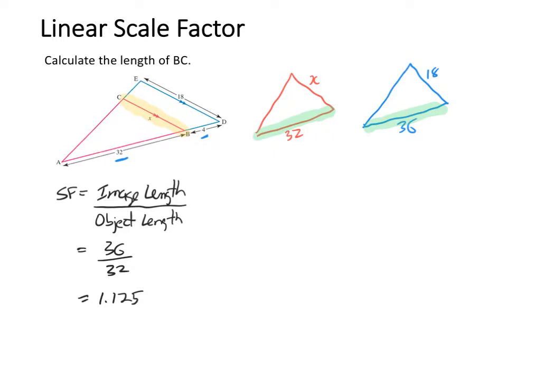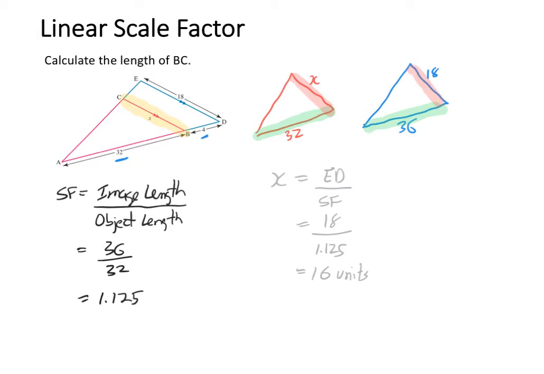Now I can use that to calculate the missing X value. Looking at side X, the corresponding side is 18. So I know that X times 1.125 is going to equal 18. So my X value is going to equal 18 divided by the scale factor, which is 18 divided by 1.125, which equals 16 units. So the length of side X in the question is 16 units. We calculated that using scale factor.